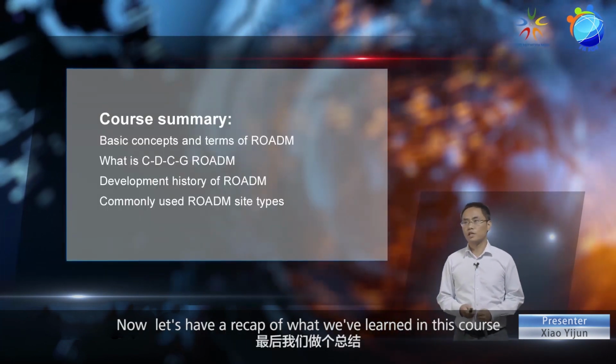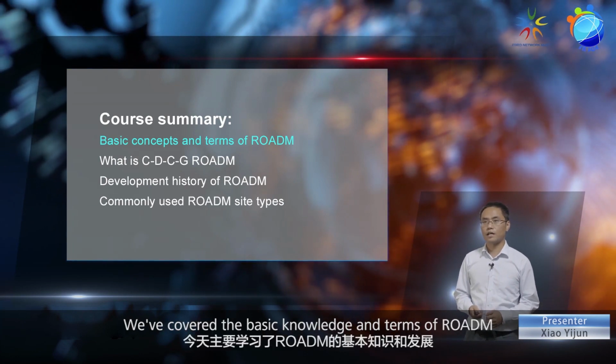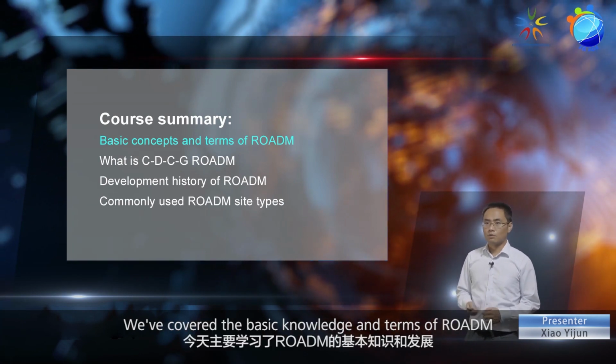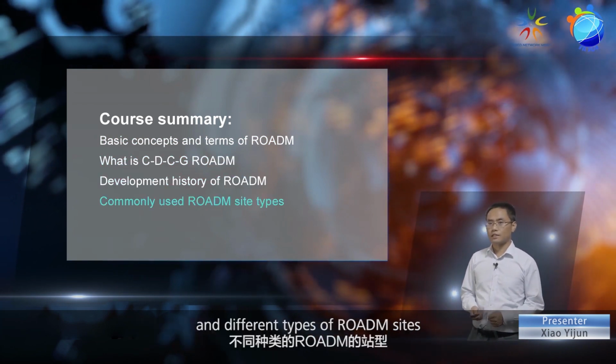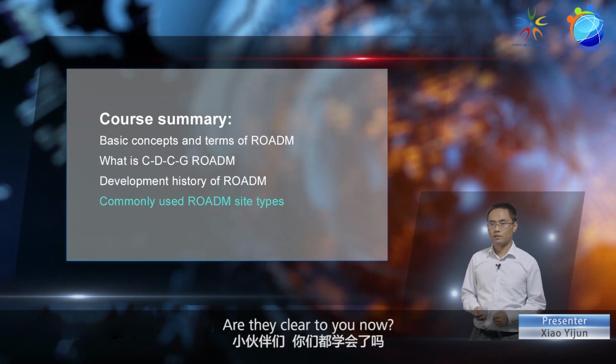Now let's have a recap of what we've learned in this course. We've covered the basic knowledge in terms of ROADM, CD/CG ROADM, the development history of ROADM, and different types of ROADM sites. Are they clear to you now?